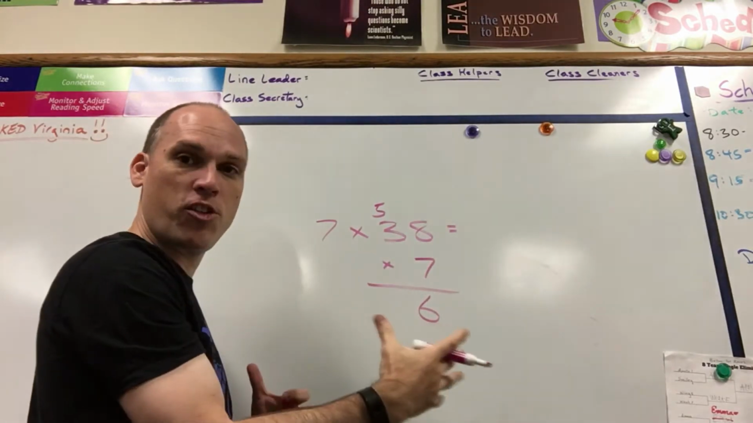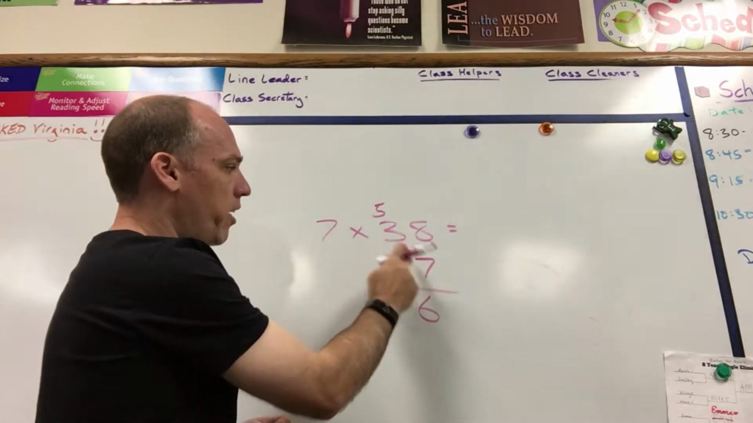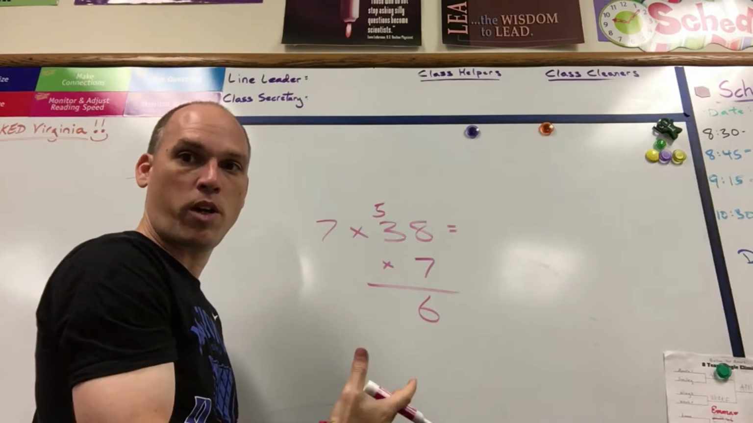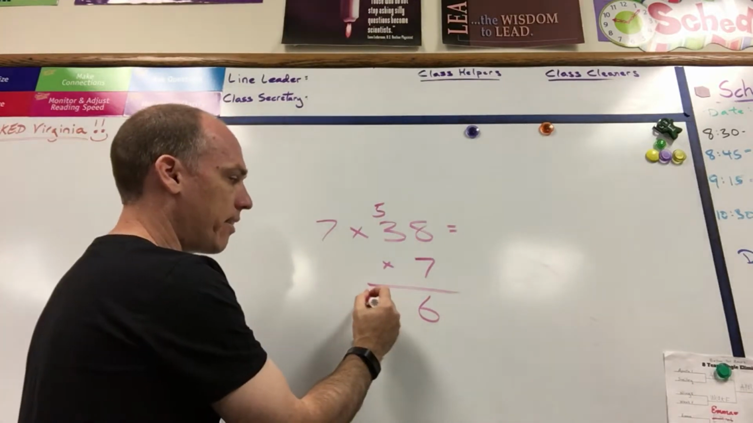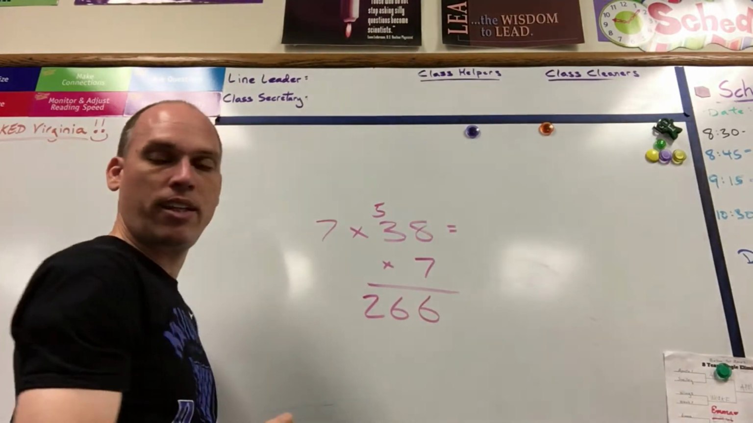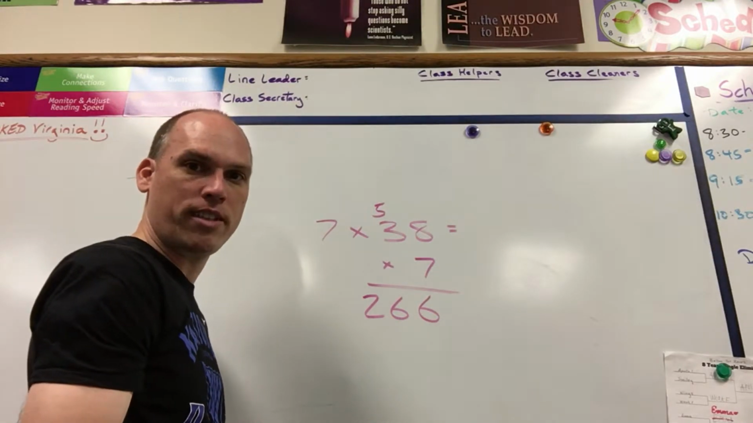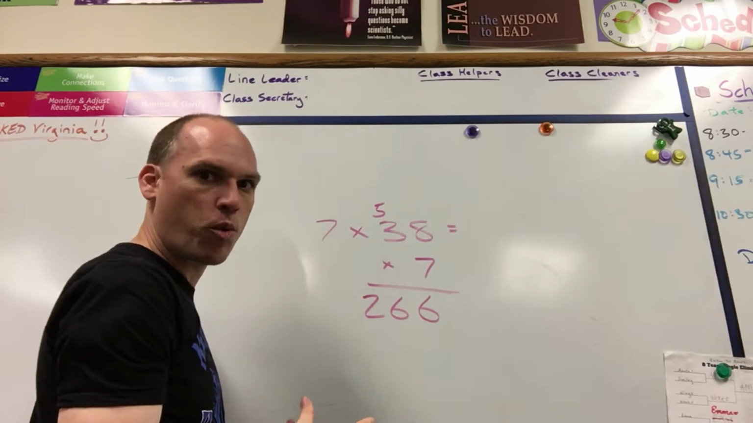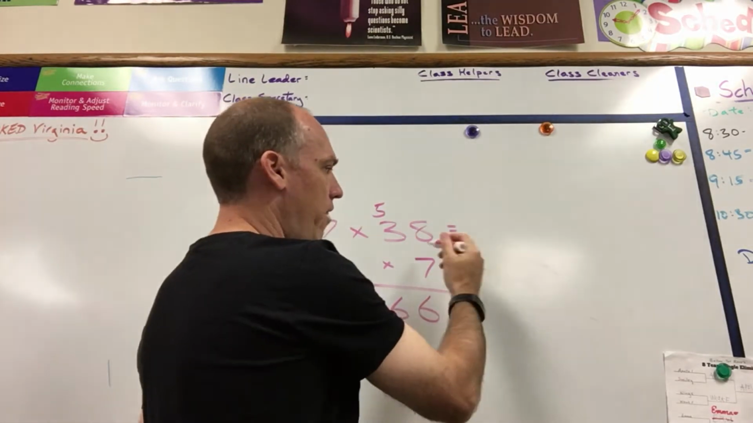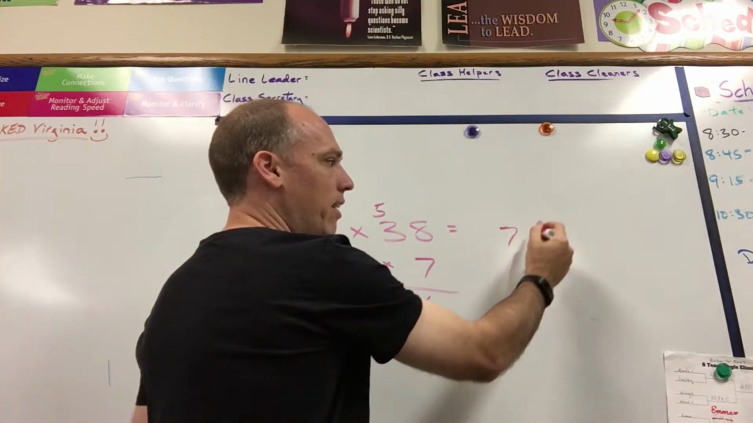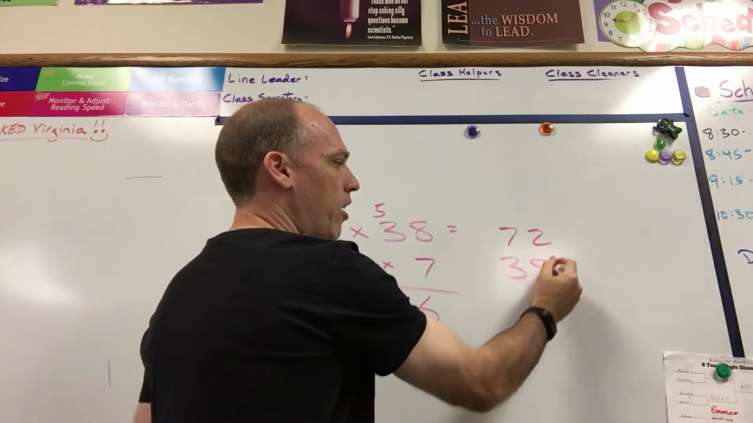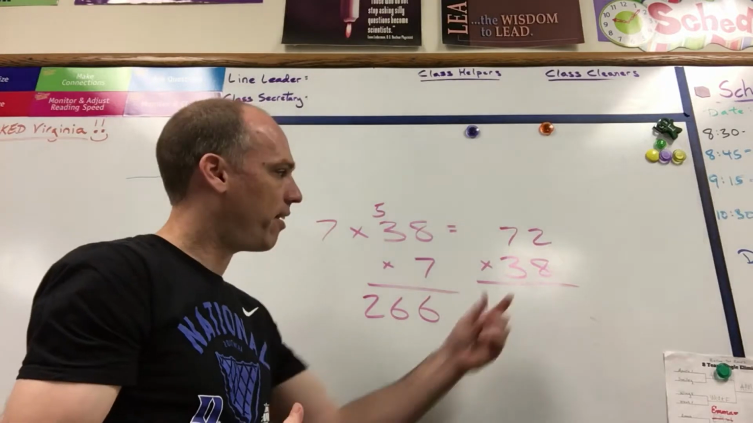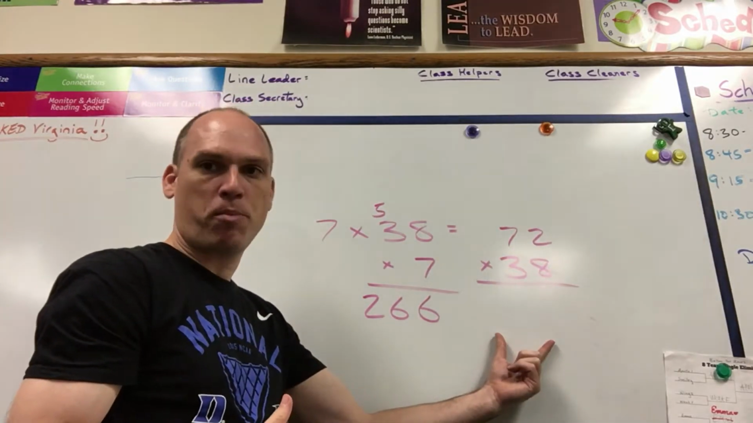7 times 30 is 210. But since we know that 5 added to the 21 gets us 26, we can get our shorthand answer of 266, which is the same thing we had before. Same thing is true with two-digit multiplication. If I change this to 72 times 38, then we still have the same situation when we multiply these out.